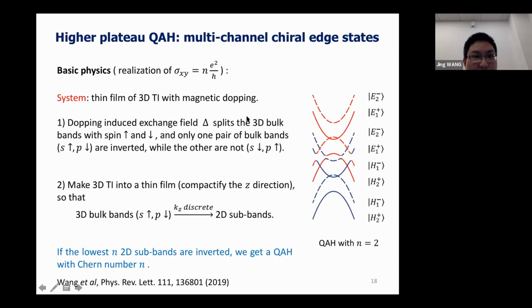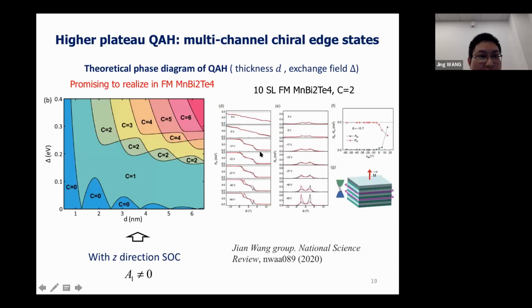Before I go into detail, I will talk about another interesting thing. For this material, you can also get to higher plateau quantum anomalous Hall states, which we call the multi-channel chiral state. Basically, you increase the thickness of the system and keep the exchange coupling from the magnet finite, then you will get to a higher Chern number quantum anomalous Hall state. Actually, this has been reported in Wang Jian's group at PKU, who got to 10 septuple layer ferromagnetic bismuth telluride by external magnetic field, and you will see the Hall resistance quantized into one half of h over e squared.